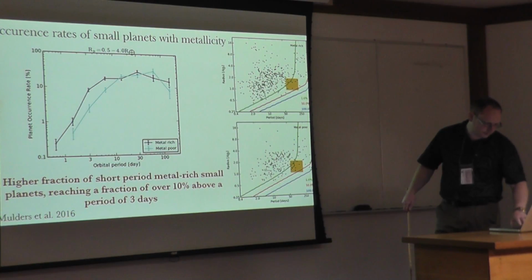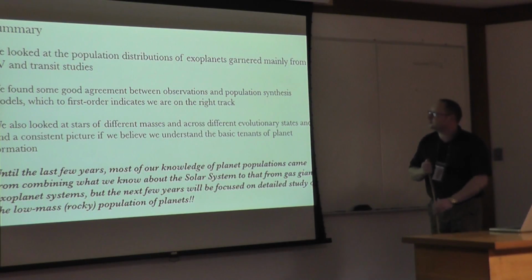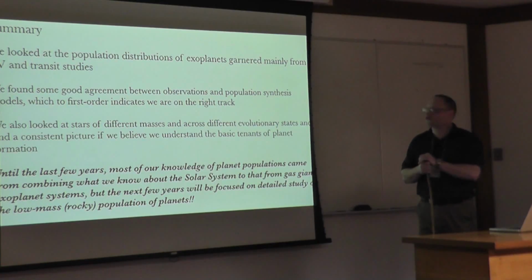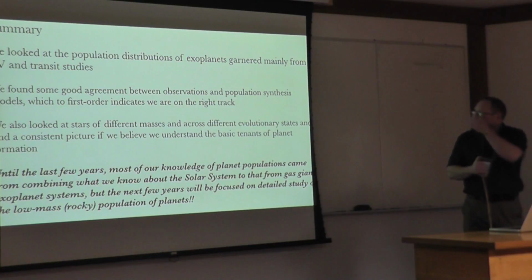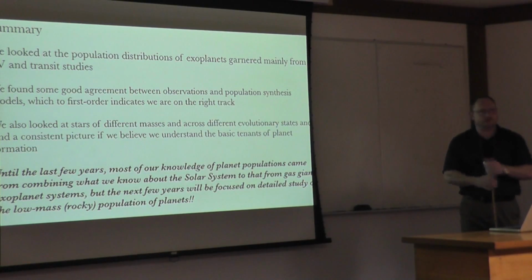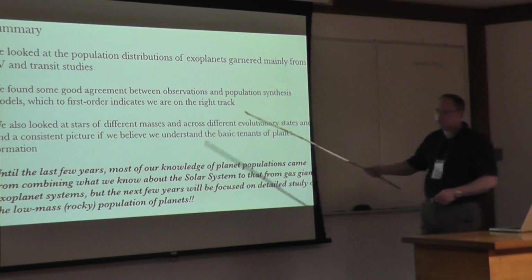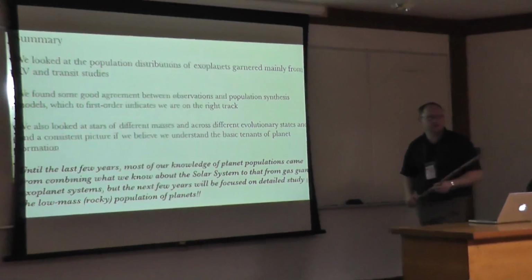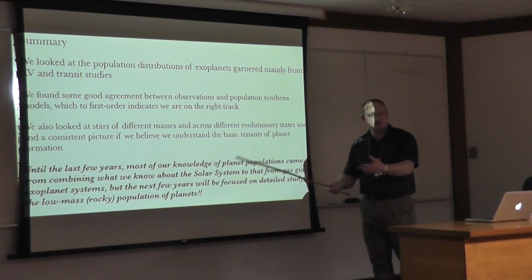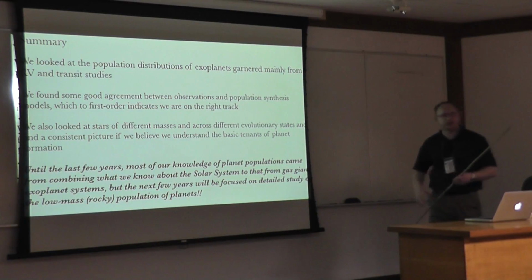So since I'm out of time, I'll leave it there and go to the summary. And so just to say that we've looked at the population distributions, mainly from radial velocities that's driven the field until now, where Kepler's really given us a sample to look at smaller planets. And we get agreement between observation and theory at some level, hand-wavy agreement. To first order, at least if we invoke core accretion, it kind of looks like what we're seeing. We can look across different evolutionary states, and we're beginning to build up a picture.